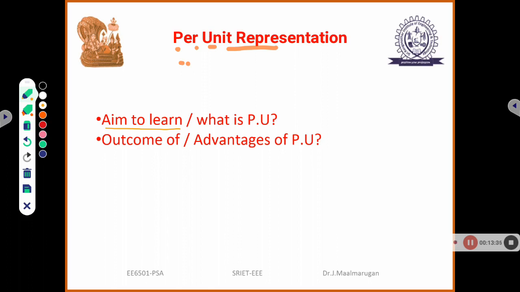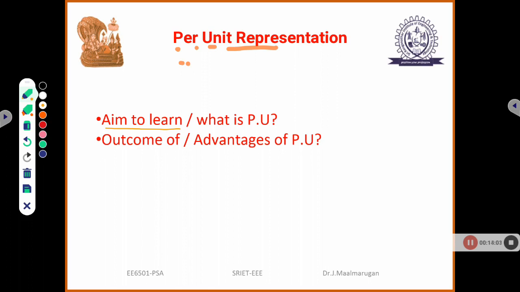In the previous slide, the single line diagram, you can see the ratings of the components. What are the ratings of the components? We can see the MVA rating, the kV rating and the reactance values. So these three values are the major key points. For example, in a transformer, the primary and secondary voltage kV values.